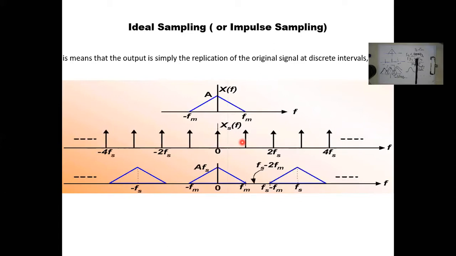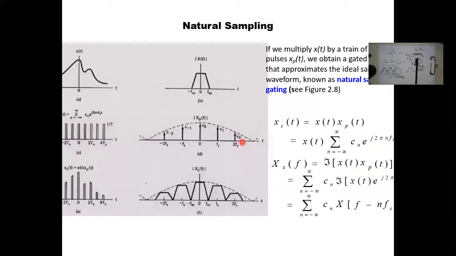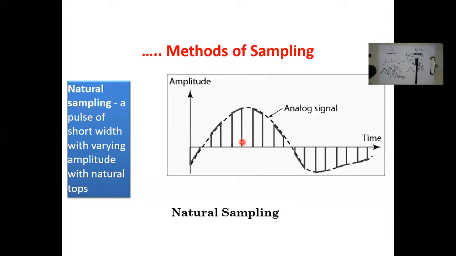Very interesting. Now, what we are going to do is turn to real sampling. Here we have two types of sampling: what we call natural sampling, and what we call flat top, or sample and hold, sampling.